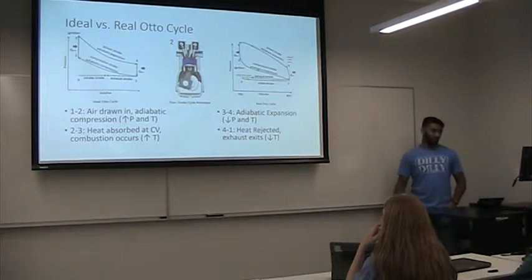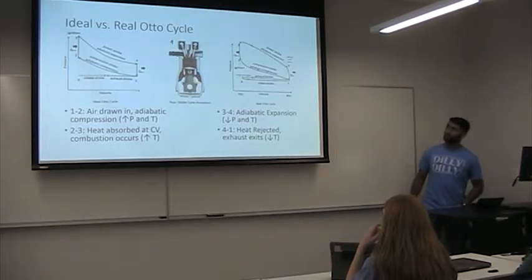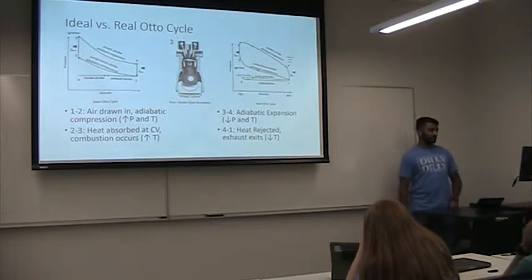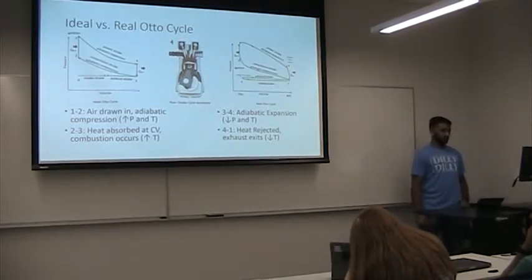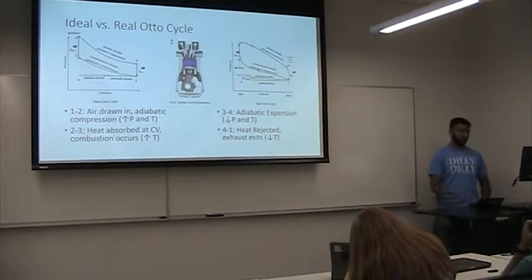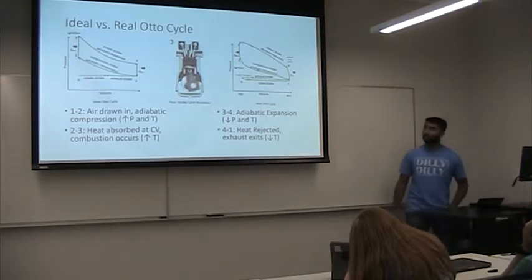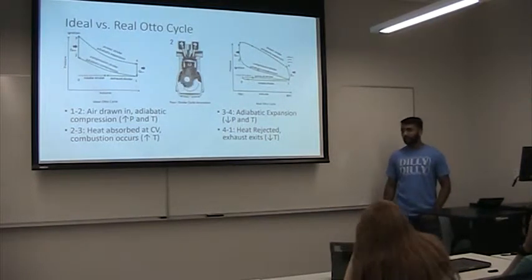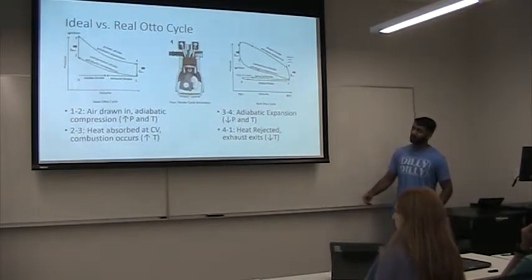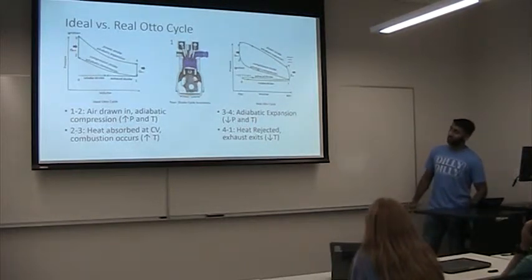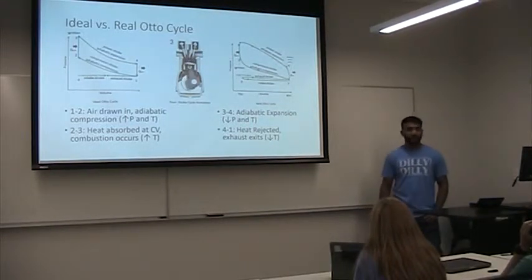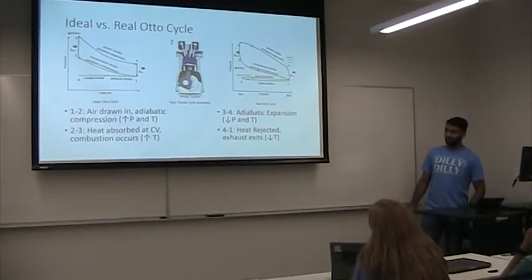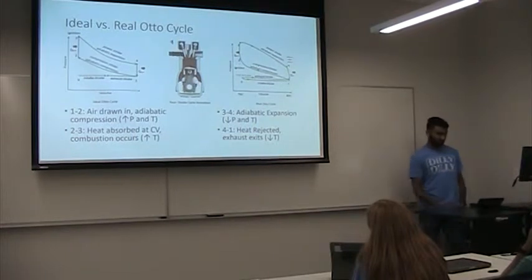So here's the ideal and real Otto cycle. From steps 1 to 2, it draws in air and increases the pressure and temperature, going through adiabatic compression. Then from 2 to 3 is where heat is absorbed at constant volume, and at step 3 is where the combustion occurs, increasing the temperature. Then from 3 to 4 is where the adiabatic expansion occurs, and from 4 to 1 is where heat is rejected and the exhaust exits.